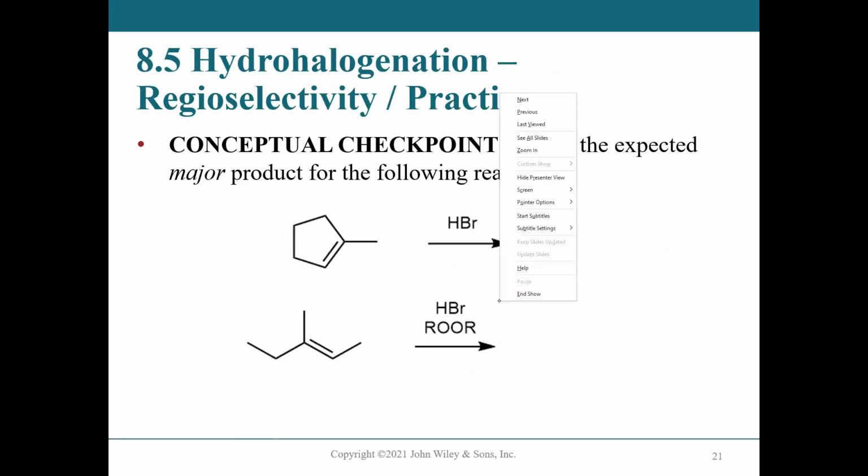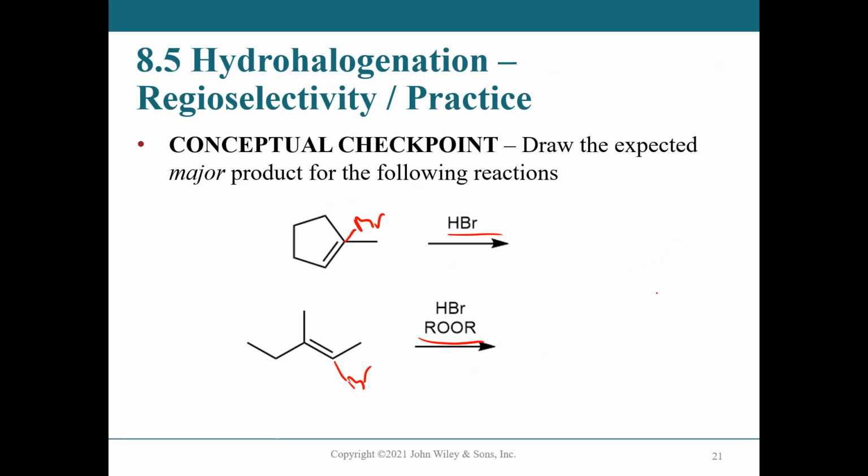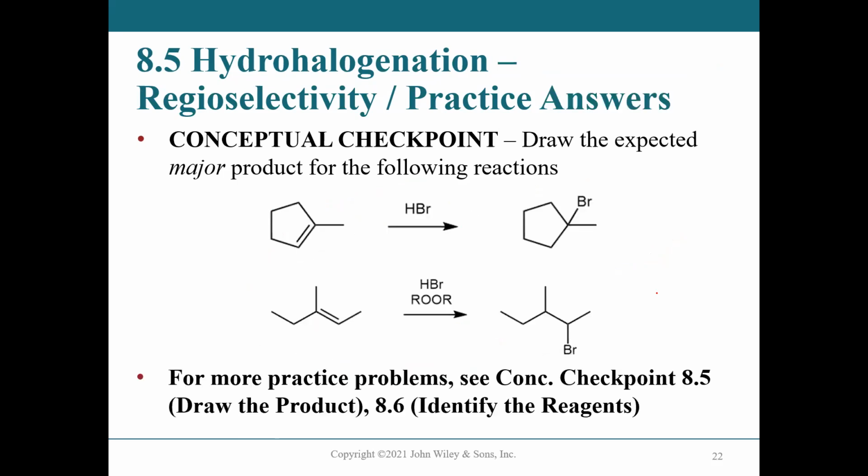And then they just ask you to draw the expected one. So you would have it here. And then for this one, you'd have it here. Because remember, you're using a peroxide on this one, and on this one you're using just HBr. And you can check your answer on the next slide. So the top one is the Markovnikov. The bottom one is the anti-Markovnikov addition.